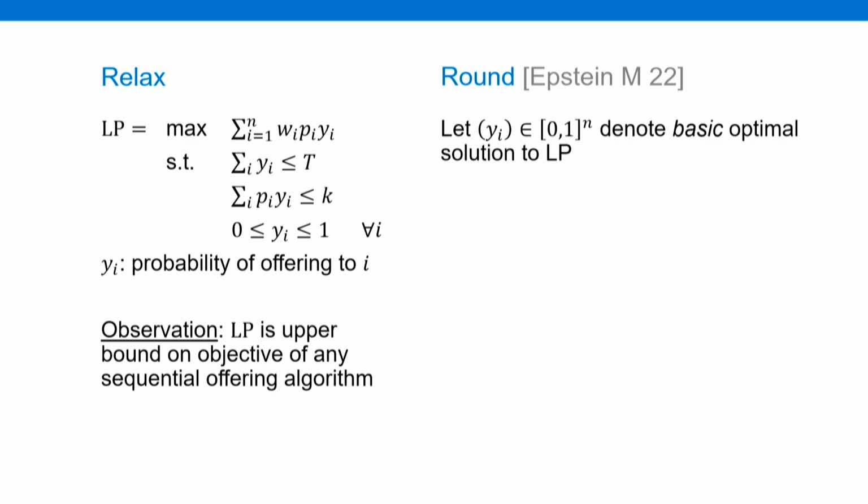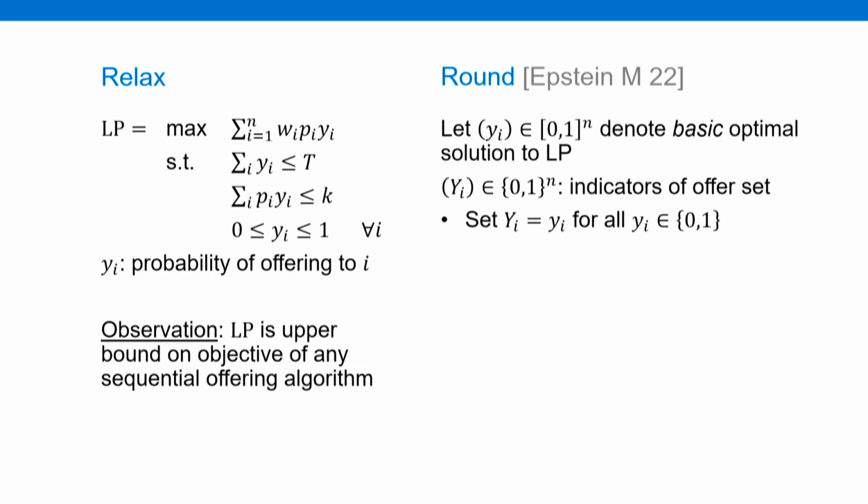We'll see why. Essentially, the intuition in general when you're doing relax and round is you let the LP be your guide. So yi is supposed to be the probability that I make an offer to i. So first, if yi is 0 or 1, easy enough. I'm just going to decide to make an offer to i. So I'm going to let capital I denote the set of candidates I plan on making an offer to. And it's just going to be 1 if the fractional value is integer.